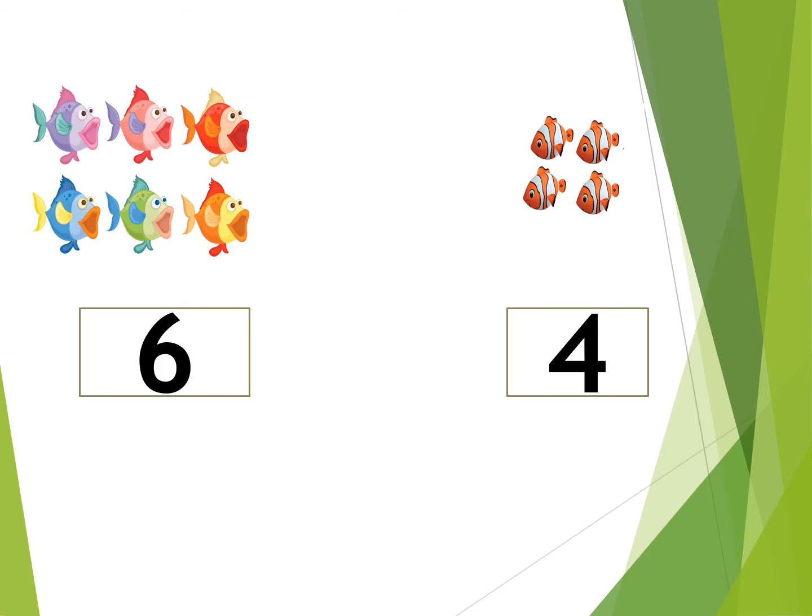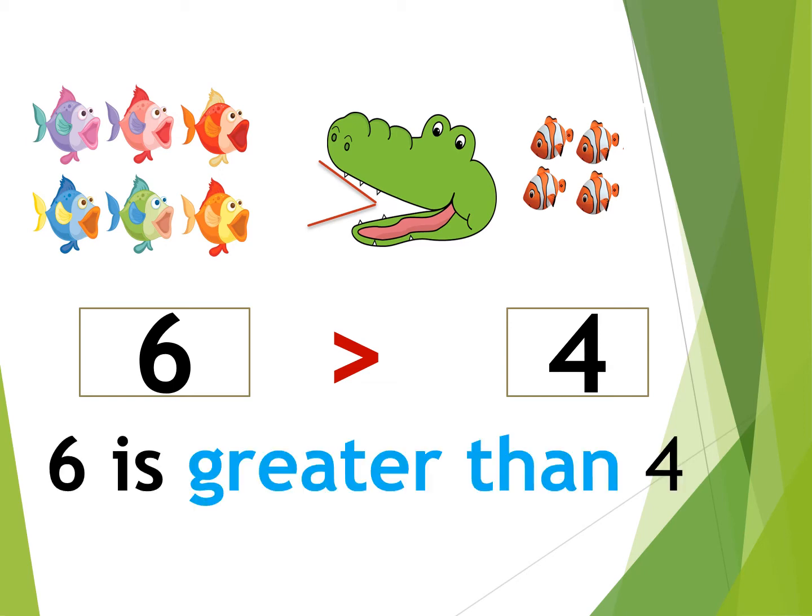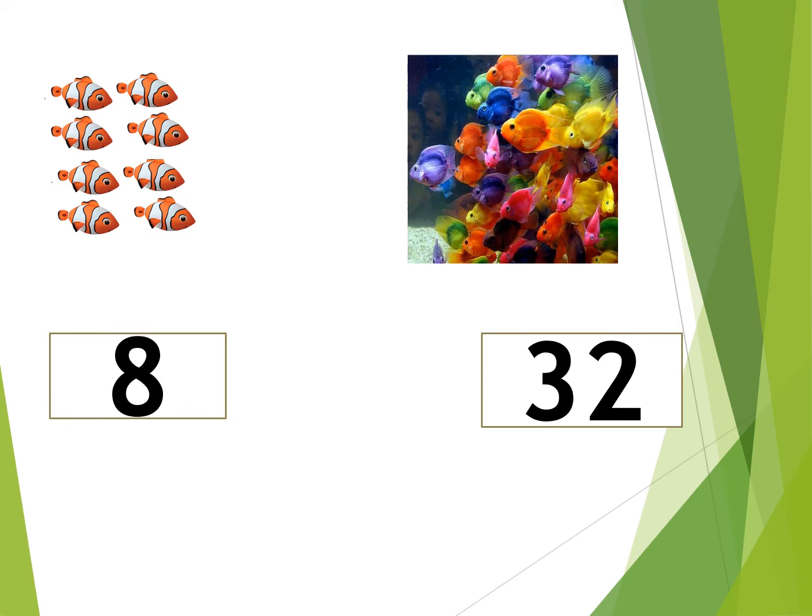Now, you can see here, slowly after eating the watermelons, it went into a pond. There, it found 6 fish and on the other side 4 fish. So which one will it be eating now? Yes, obviously, the alligator wants to eat the bigger number. So it will be eating 6 fish, the bigger one. See near the mouth, the symbol, and we'll be reading it as 6 is greater than 4. Isn't it?